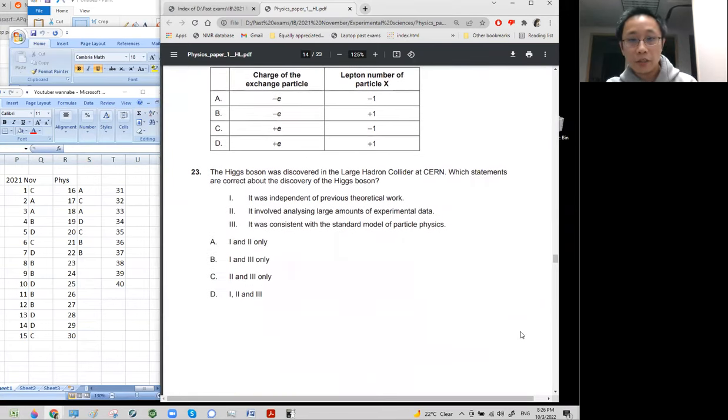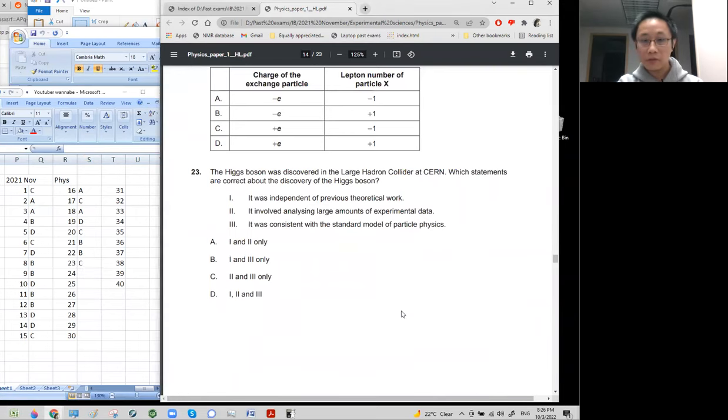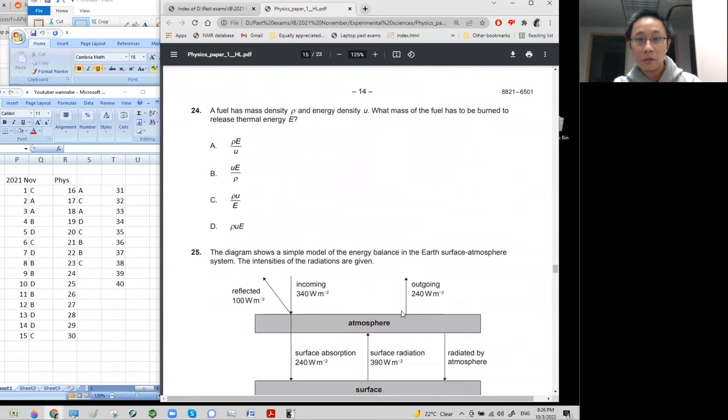23 looks like some nature of science stuff. Higgs boson. Which statements are correct about the discovery of the Higgs boson? It was consistent with the standard model of physics. I think the Higgs boson was postulated to exist, so I don't think it's independent of previous theoretical work. And I think the standard model predicted the existence of the Higgs boson. I'm guessing 2 is correct, so I'll just go for C. Hopefully it's correct. I won't think too much about it.